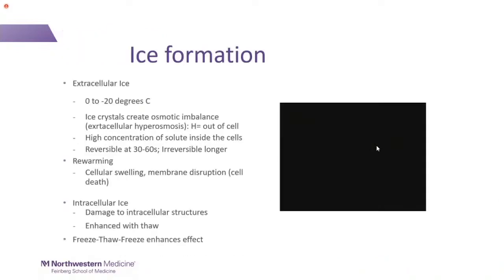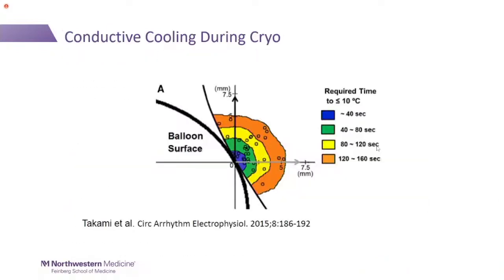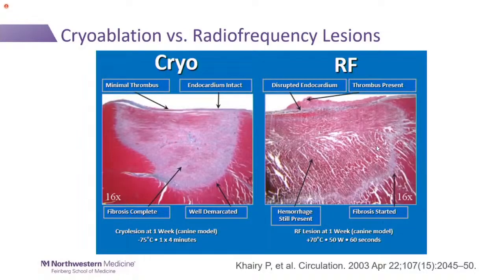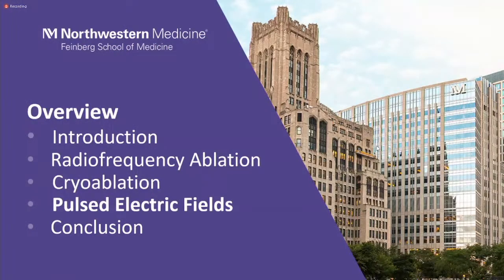This is a nice, I think I'm going to skip. And basically there's also conductive cooling during cryo. There is a difference in the nature of cryo versus RF lesions, and you'll see the pulsed electric field ablation lesions are also a little bit different. There isn't this same hemorrhagic characteristic to the lesion.